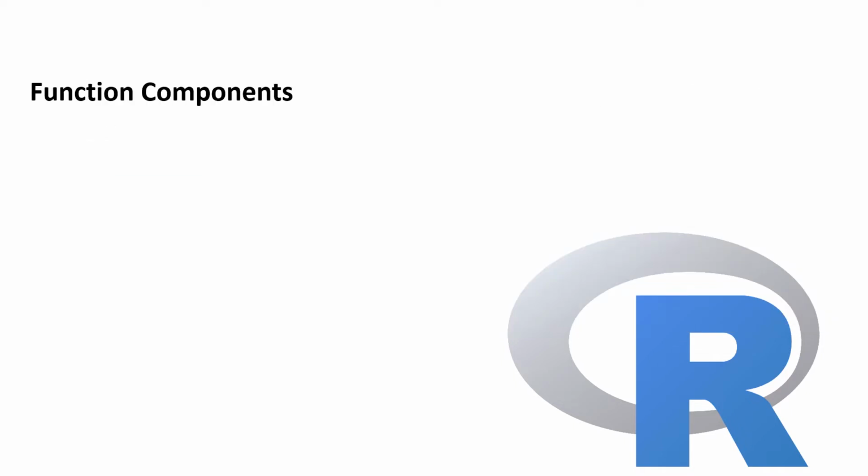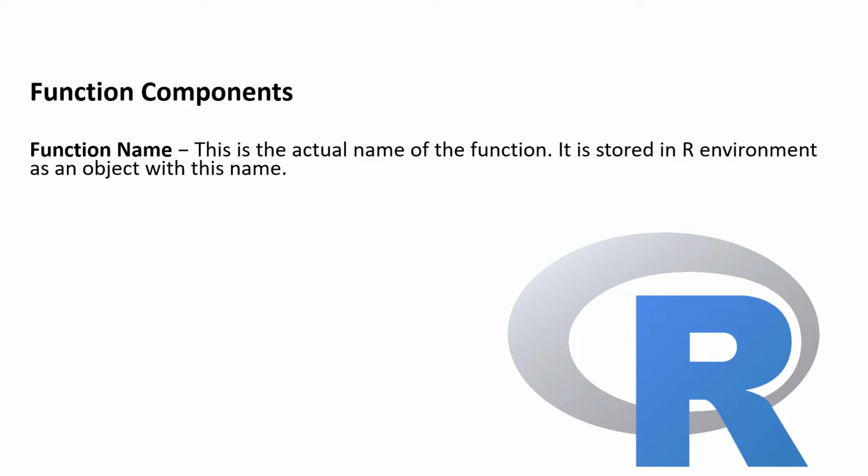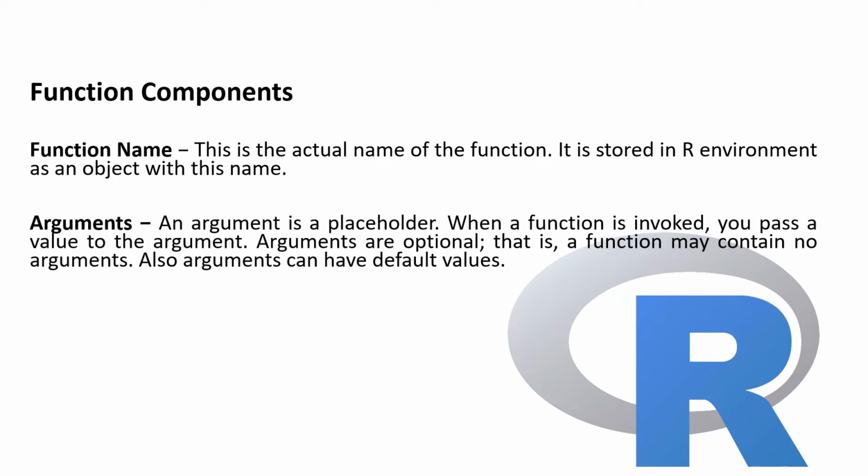Function components. Function name, this is the actual name of the function. It is stored in our environment as an object with this name. Arguments. An argument is a placeholder. When a function is invoked, you pass a value to the argument. Arguments are optional. That is, a function may contain no arguments. Also, arguments can have default values.